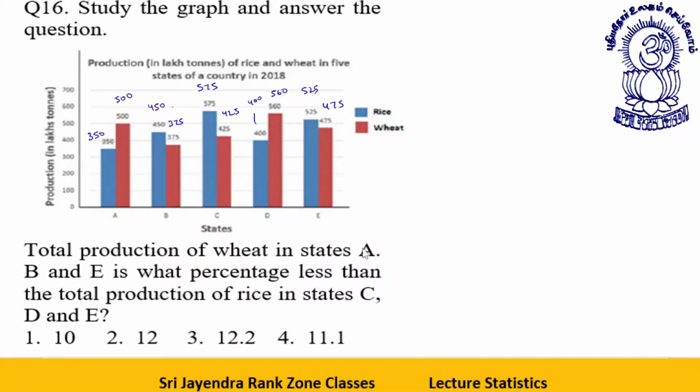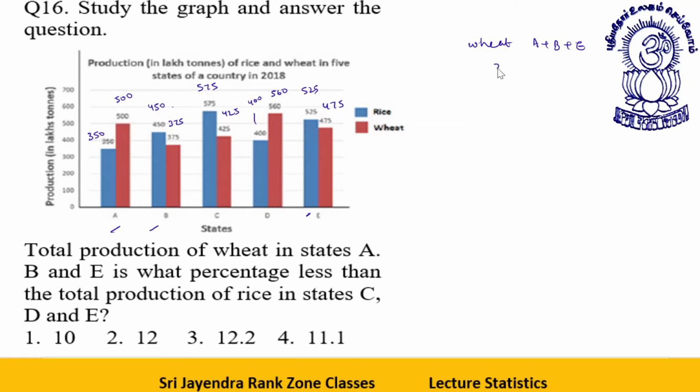Total production of wheat in states A, B, and E is what percent less than the total production of rice in state C, D, and E? First of all, let's find wheat in state A, B, and E. Wheat in states A plus B plus E. Wheat is the red color one. We require state A, state B, and state E. This is like this. Okay.